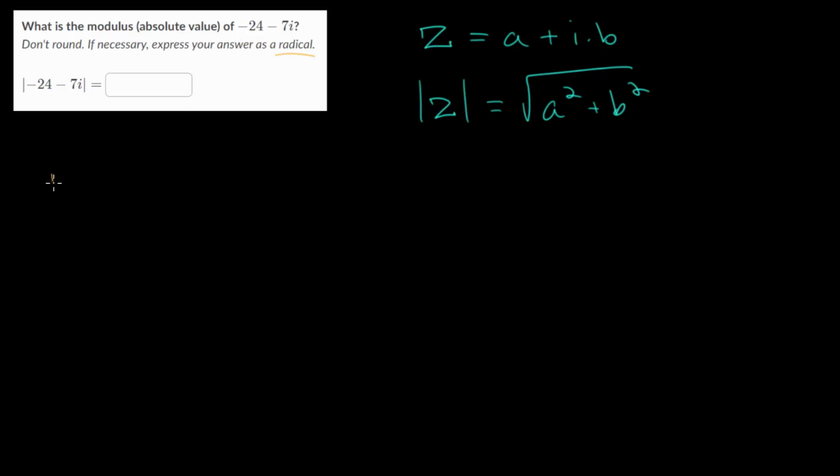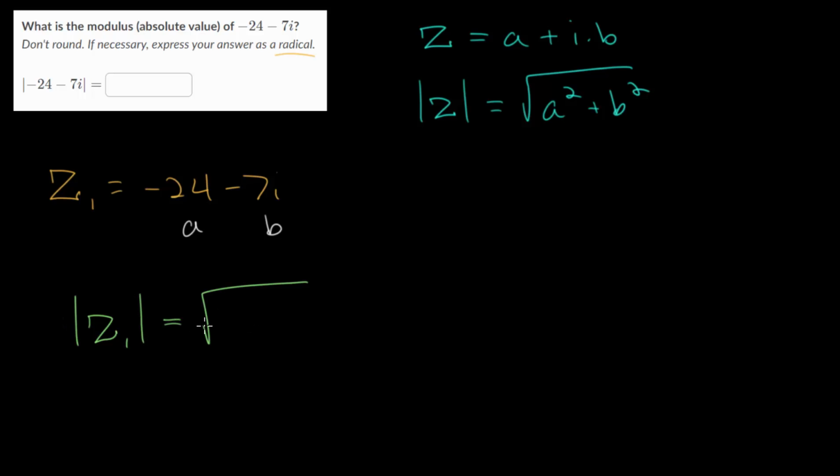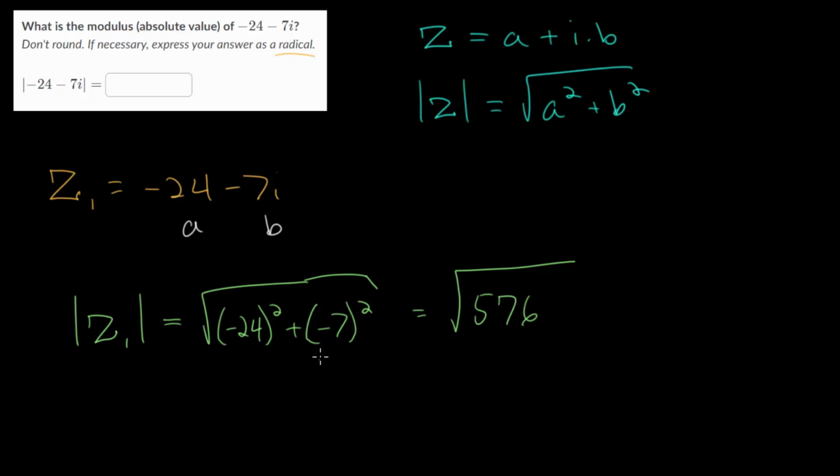And for our complex number, we can call it z1. This is equal to minus 24 minus 7i. And we can see that the real part, or a, in this formula is minus 24. The imaginary part would be negative 7, meaning that if we take the absolute value, or the modulus, of z1, we get the square root of a squared, or minus 24 squared, plus b squared, minus 7 squared. And minus 24 multiplied by minus 24 would be positive 576. And minus 7 times minus 7 would be positive 49.